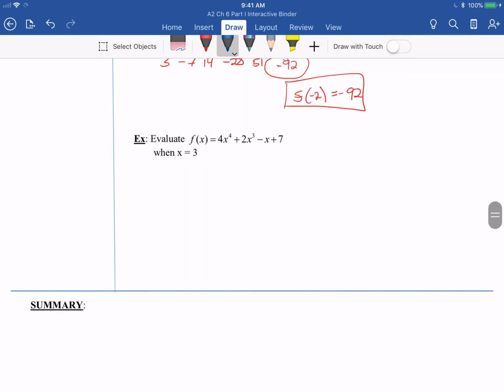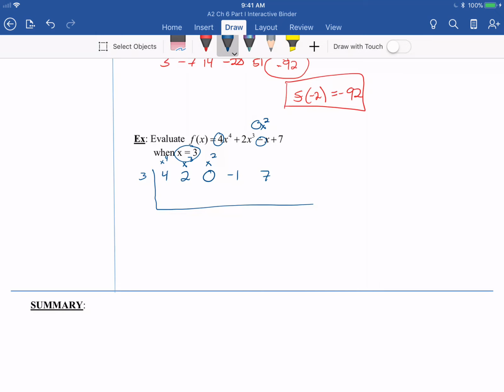I have to evaluate when x equals 3. So the 3 goes out in front of that big long L. And then now I start with my leading coefficient, which is 4. That's my x to the 4th. Sometimes I like to write this out. My x cubed is 2. My x squared, notice there is no x squared. So it's 0x squared if it's not there. So I have to have that placeholder of the 0. Then my x is going to be -1. And my constant is 7.